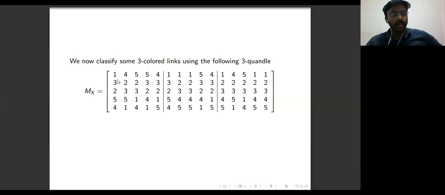Computation by hand would be a bit difficult, so we have to use some programming language to show that this set {1, 2, 3, 4, 5} is a 3-quandle. To show it's a 3-quandle, we individually have to show that each of ◁_1, ◁_2, ◁_3 is a quandle, and then that right distributivity holds among these quandle operations. I have verified it.